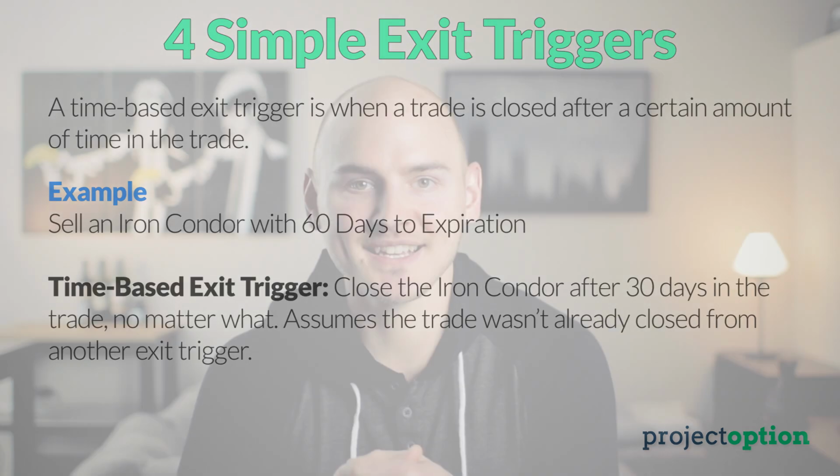So if I'm selling 60-day iron condors, that means my rule is to hold the trade for a maximum of 30 days, meaning the iron condor will have somewhere around 30 days to expiration, at which point, if my profit or loss or delta-based exit triggers are not yet hit, I will take that trade off because 30 days have elapsed, and with the iron condor getting closer and closer to expiration, that opens me up to additional risk.